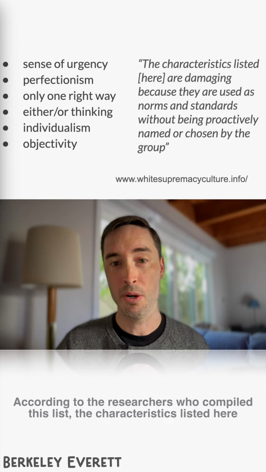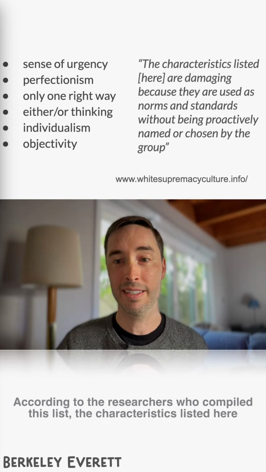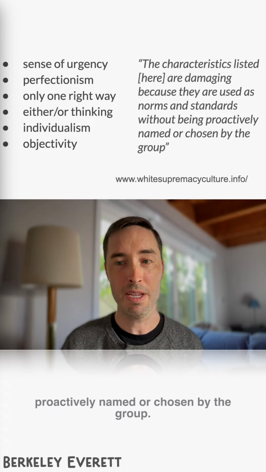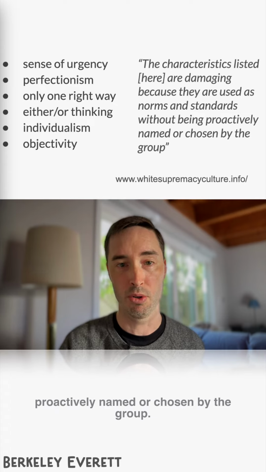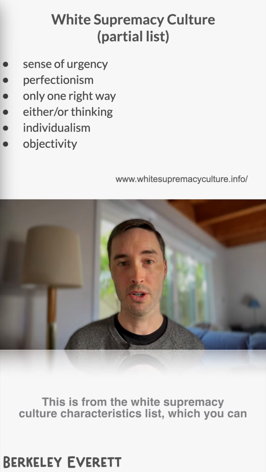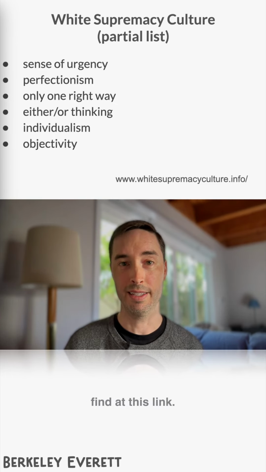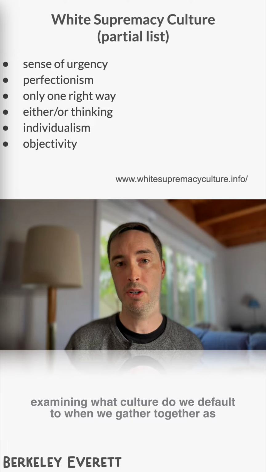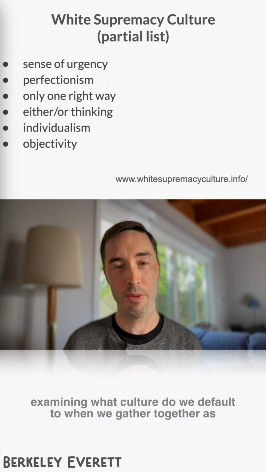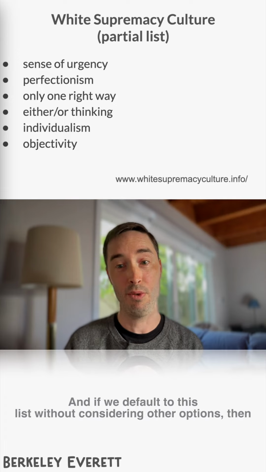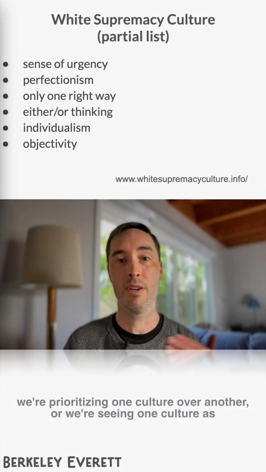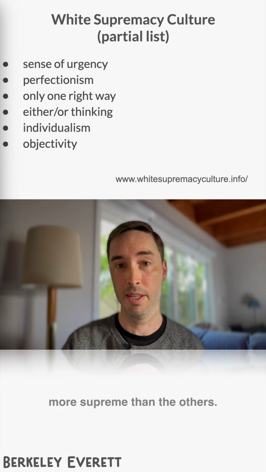According to the researchers who compiled this list, the characteristics listed here are damaging because they are used as norms and standards without being proactively named or chosen by the group. This is from the White Supremacy Culture Characteristics List, which you can find at this link. And this isn't about making white people feel bad. This is about examining what culture we default to when we gather together as human beings. And if we default to this list without considering other options, then we're prioritizing one culture over another, or we're seeing one culture as more supreme than the others.